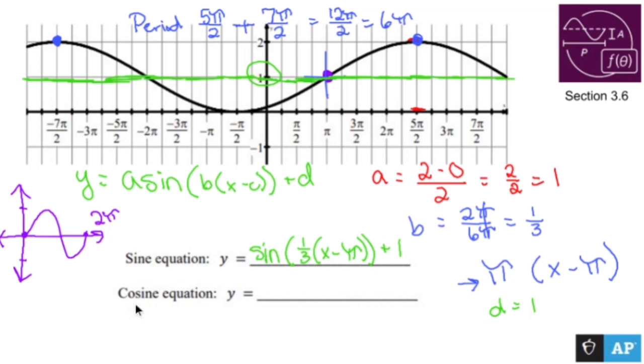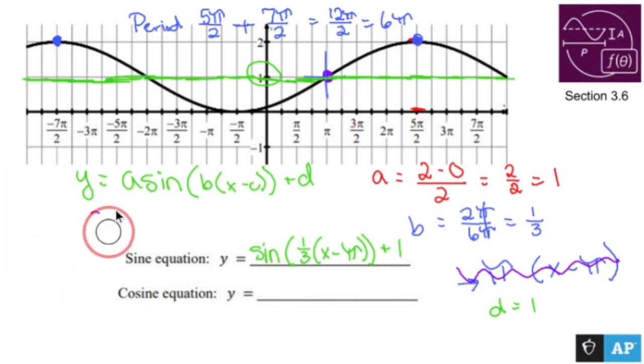Now I need to find my cosine. And if you're like, oh no, I have to start over? Nope, because with the cosine, the amplitude will be the same, the midline will be the same, and the period and the frequency will be the same. So the only thing that changes is this guy right here. So let's get rid of you. You're now dead to me. I don't need this picture anymore. And I'm going to rewrite this equation and sneak the word cosine in there.